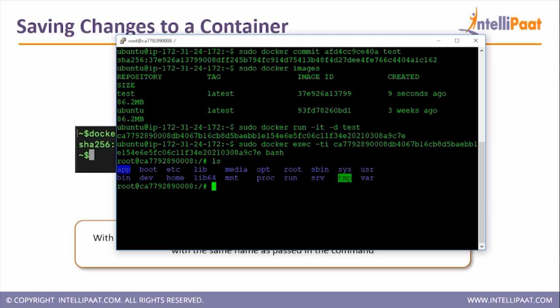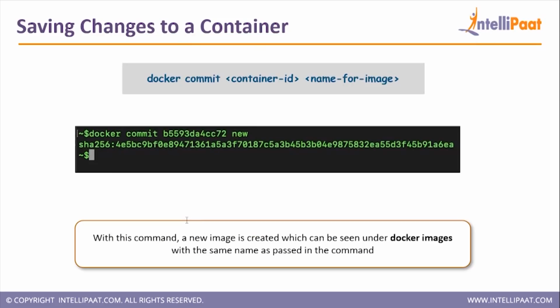For demo purposes, I just created a folder. You can also install software inside a container. Like for example, you install Apache, you install MySQL, or any other kind of software that you want. Then all you have to do is save the container using the docker commit command, and you're all set. Whenever you run that image again, you would have all those softwares installed inside that container. All right, and this is how you save changes to a container.